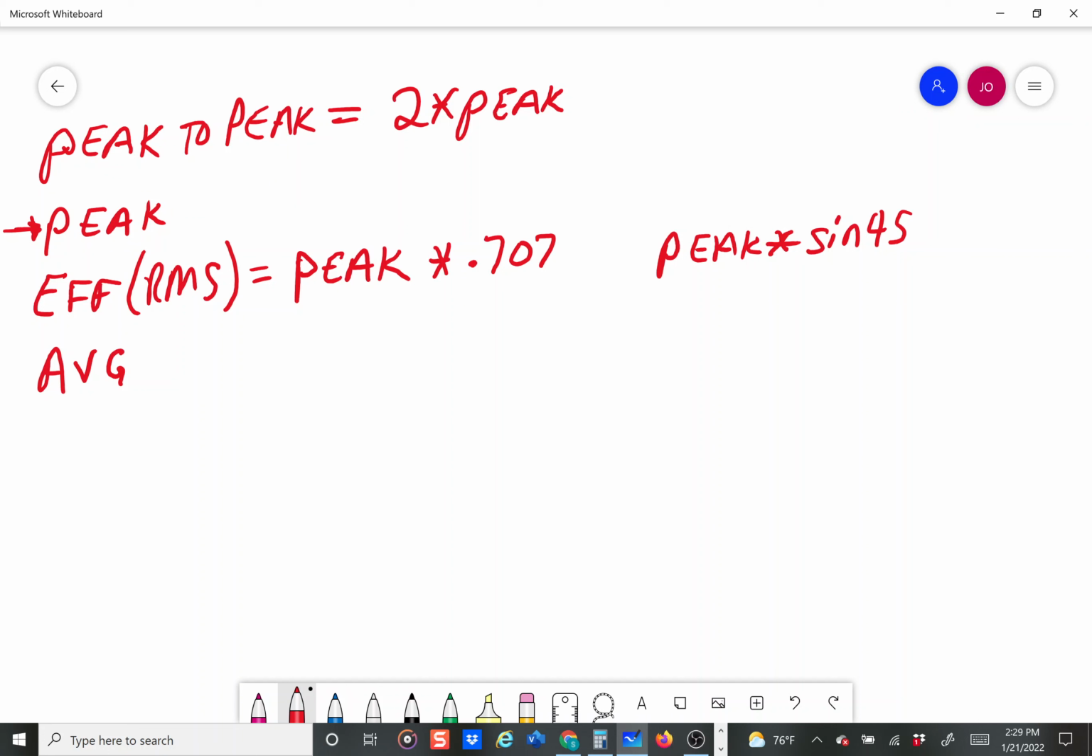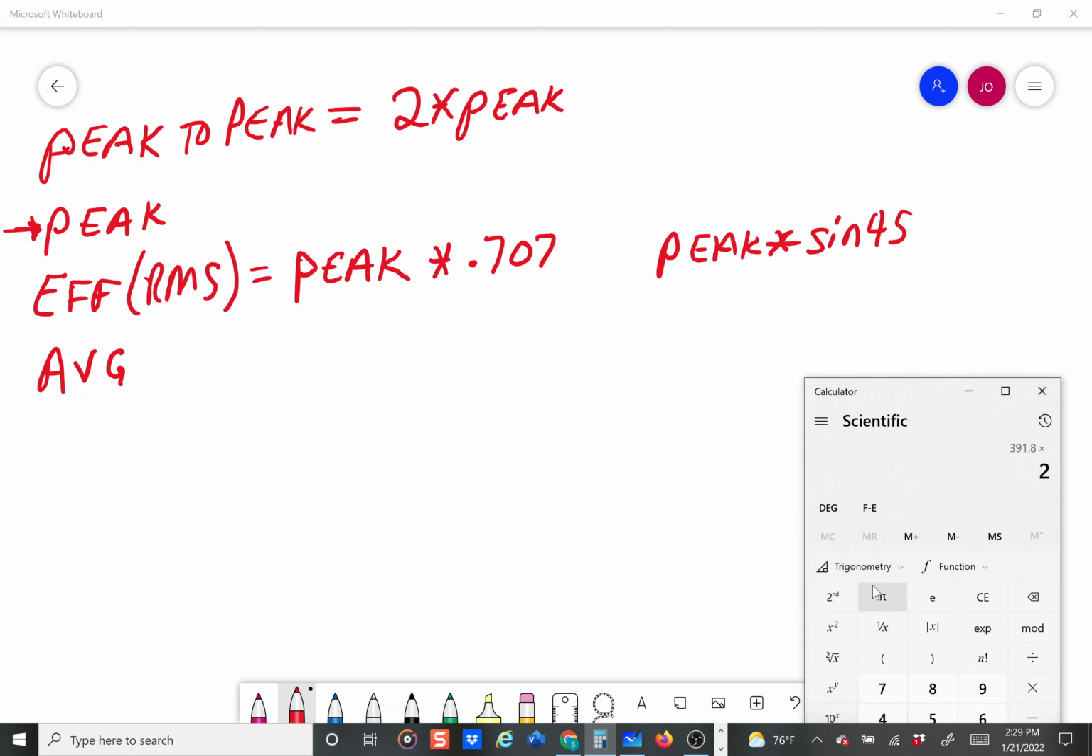And in fact, I'll punch it up on the calculator real quick. With my calculator, I can see that the sine of 45 is 0.7071, blah, blah, blah. So sine of 45 is going to get you a little more accurate, but 0.707 is going to do the whole can't see it from my house version. It'll be close enough.